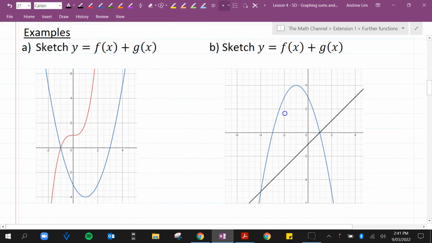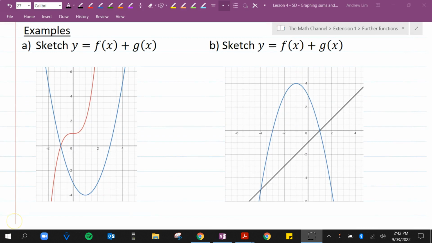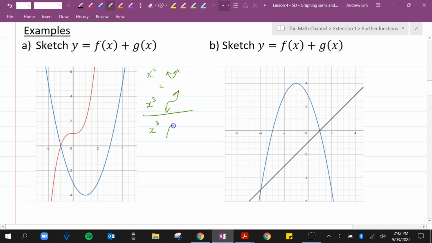Alright, so let's have a look at some examples. I'm going to go through question A, then I want you to pause the video and have a go with question B. So for question A, we've got sketch y equals f of x plus g of x. It doesn't matter which one's which. Let's just say f of x is the parabola, so something like x squared. And we're going to add the cubic, the red one. Well, when we do that, we know that our new polynomial will be a cubic. So it's going to look something like this.